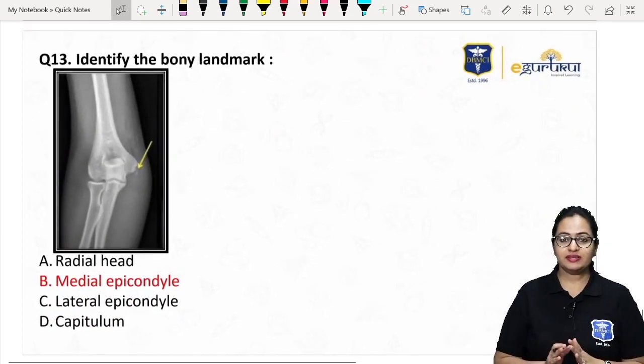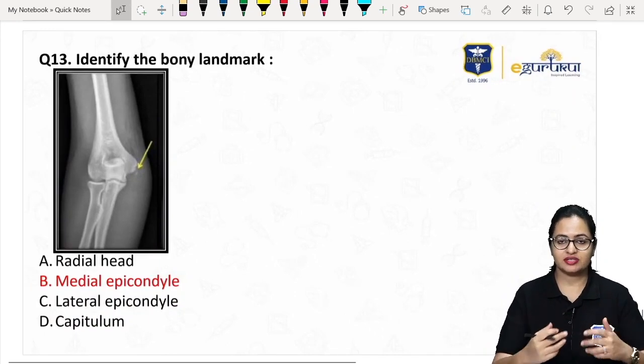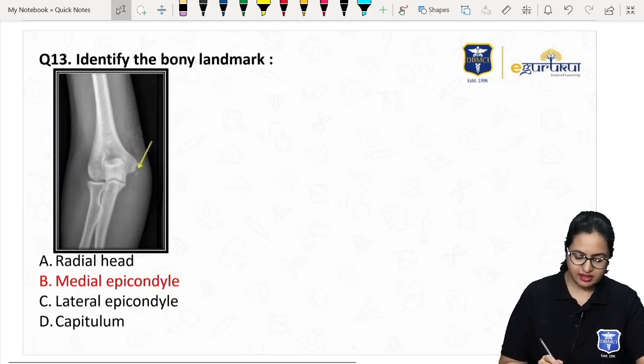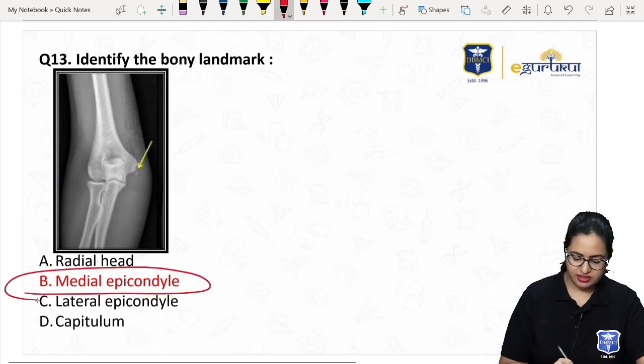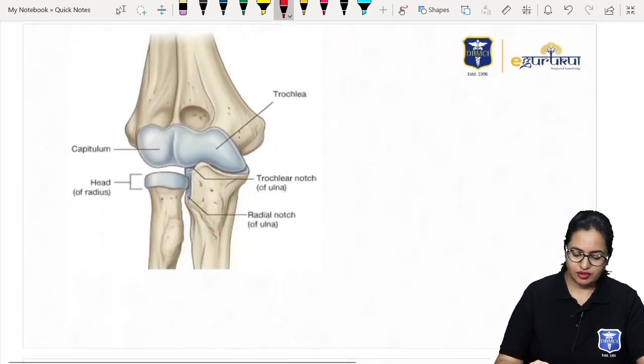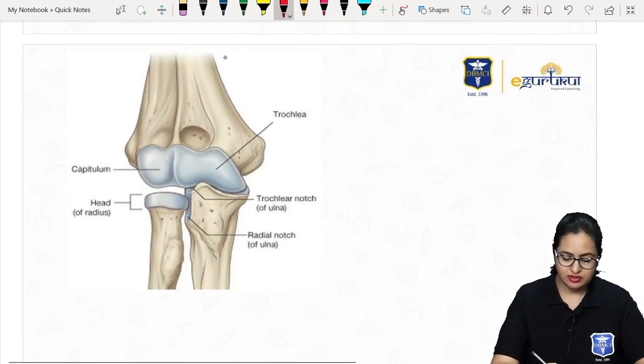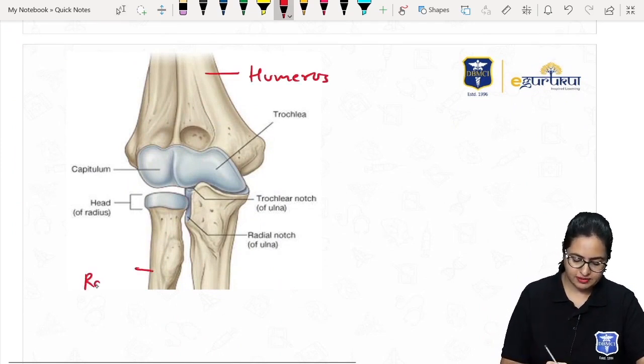Okay, identify this bony landmark over here. This is a simple normal x-ray of the elbow joint, and you have to simply identify this landmark. If you see this landmark, this is actually the medial epicondyle. A schematic picture representing this x-ray is this one. This is the lower end of humerus, this is the radius, and this is the ulna.